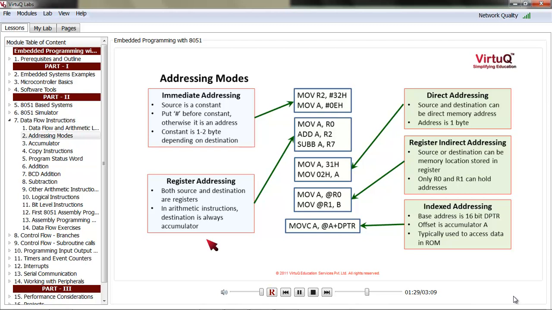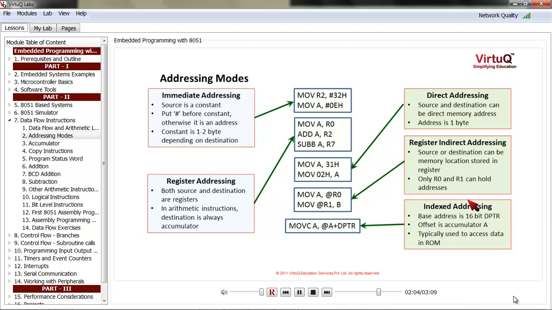In direct addressing, one of the operands is a memory location, and the complete address of this location is part of the instruction. Note that there is no hash before the constant. If we put a hash, the constant would be treated like an immediate value. In the first example, the value at address 31H is being copied to the accumulator. In the second example, the accumulator value is being stored at location 02H.